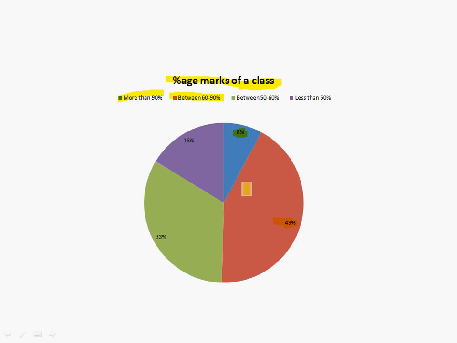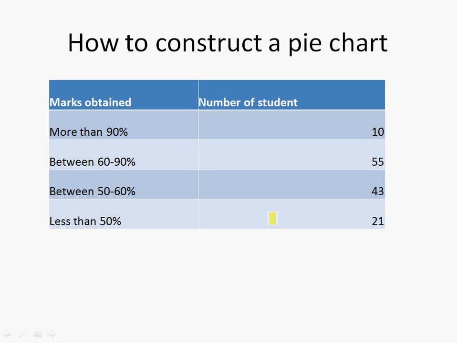Now if you see the pie chart, this entire angle is 360, right? And this angle is part of that 360. This angle is again part of that 360, and so on and so forth. So we plot pie chart based on this thing, that the angle is a part of the entire circle, which is 360, right? So how to construct a pie chart is very easy.